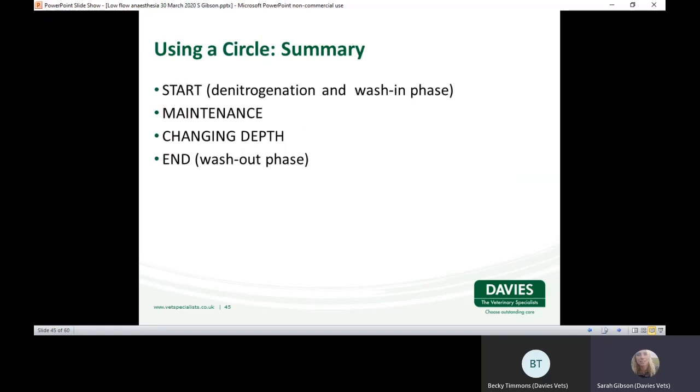So we'll go through how to use the circle. I've divided it into 4 stages: the start, which was traditionally called denitrogenation, and the wash-in phase. So we're trying to get the gases we want into the breathing system and remove the ones that are already there and the gases that are in the patient. And then the maintenance phase, where we just want to keep our patient at a stable plane of anaesthesia. And then we need to make some allowance for how we change depth of anaesthesia, because the patient may become lighter than we want. And then the end of anaesthesia, what we do before we wake the patient up.